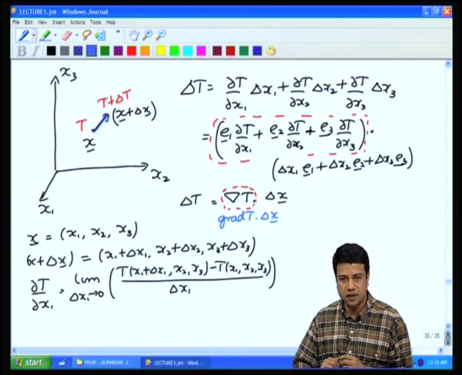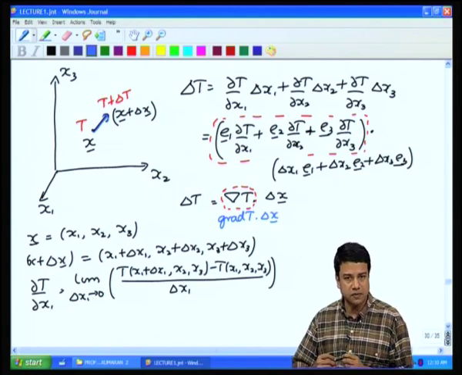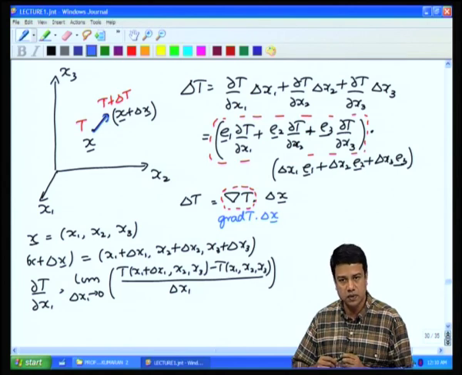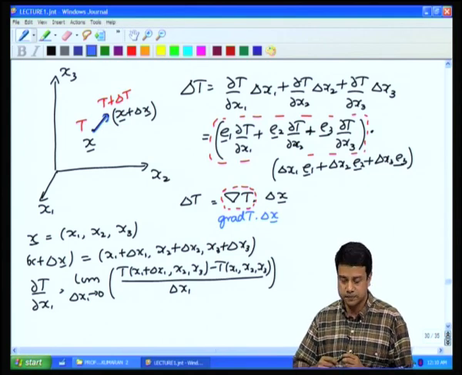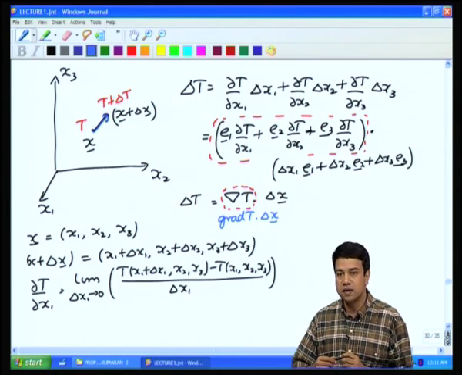But even though the gradient I had defined in terms of the partial derivatives, grad t is equal to partial t by partial x 1 E 1 plus partial t by partial x 2 E 2 plus partial t by partial x 3 times E 3, the gradient vector itself has a direction and a magnitude that is independent of the coordinate system that I am using to analyze the problem.